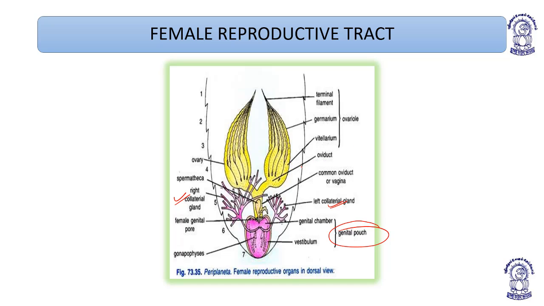Then the oviduct, the common oviduct, vagina, vitellarium, germarium, and terminal filaments. Terminal filaments, vitellarium and germarium are the ovarioles. These help to attach the ovary to the dorsal body wall. Understood? So the ovary has 8 to 10 ovarioles, which are fine tube-like structures, further differentiated into terminal filament, germarium and vitellarium.